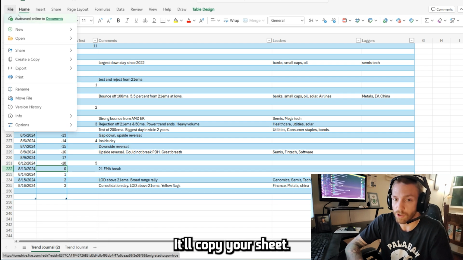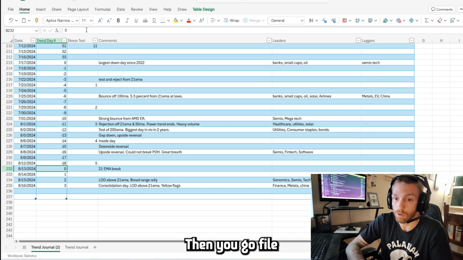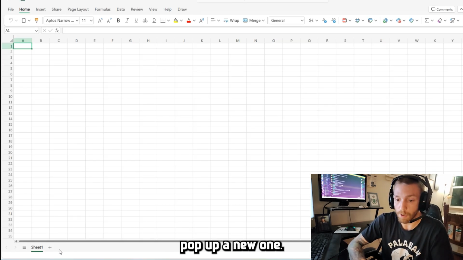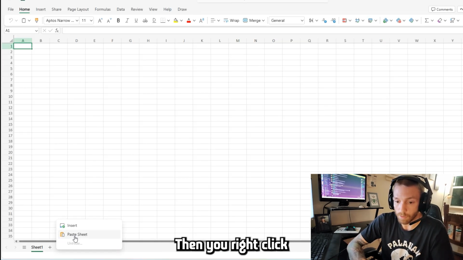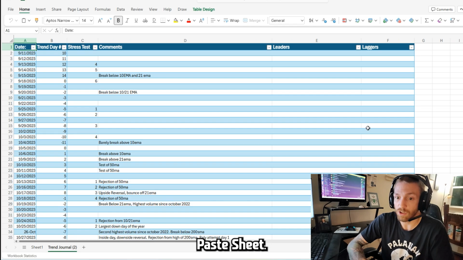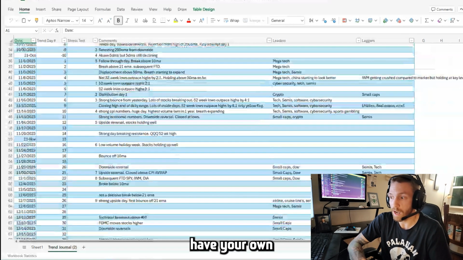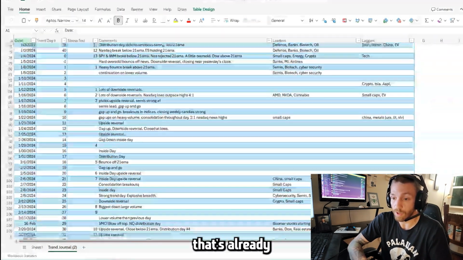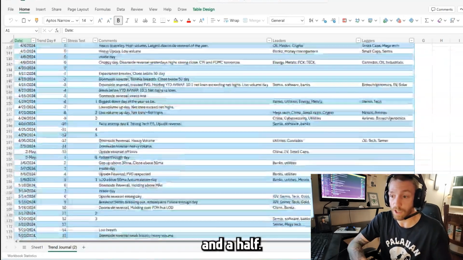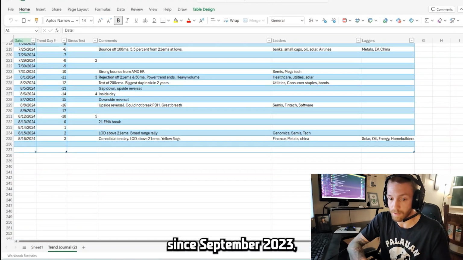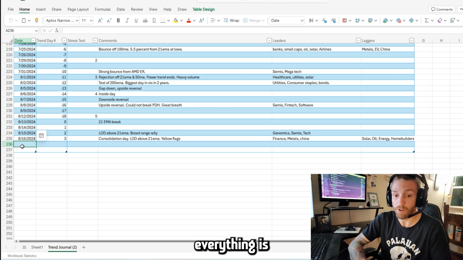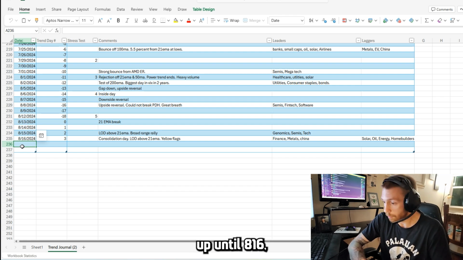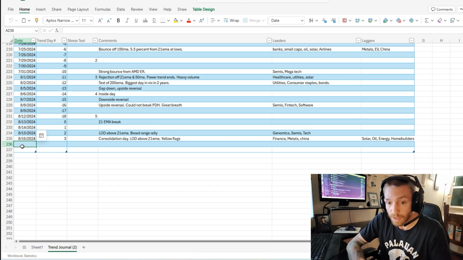It'll copy your sheet. Then you go File, Blank Worksheet. It's going to pop up a new one. Then you right click and you click Paste Sheet. And now you can have your own trend journal that's already filled out for the last year and a half, for the last year since September 2023. Everything is already filled out for you up until 8/16.